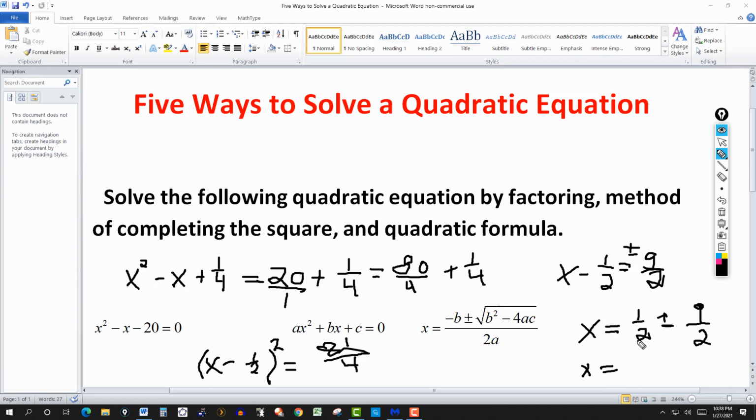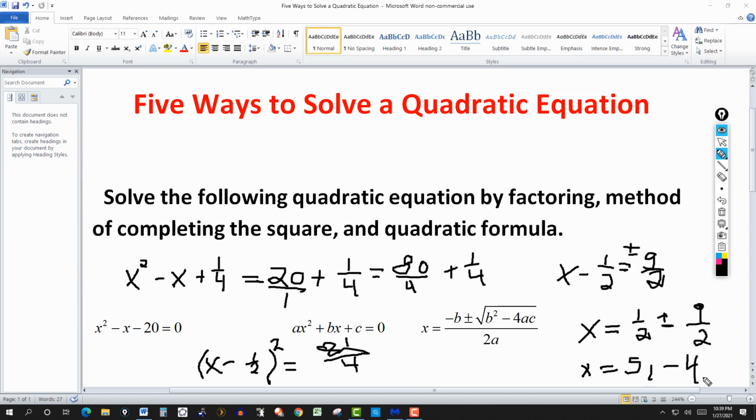So first say 1/2 plus 9/2. 1/2 plus 9/2 is 10/2. Well, 10/2 is 5. Comma. Well, I could put another x there. And then the next one would be 1/2 minus 9/2. Okay, that'll give us minus 8/2 or minus 4. So my solution will be x equal 5 or -4, which is the same answer we got using the factoring method.